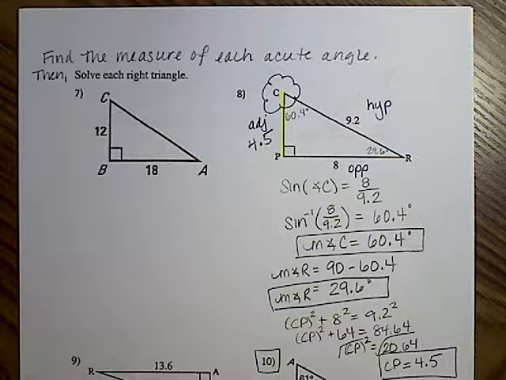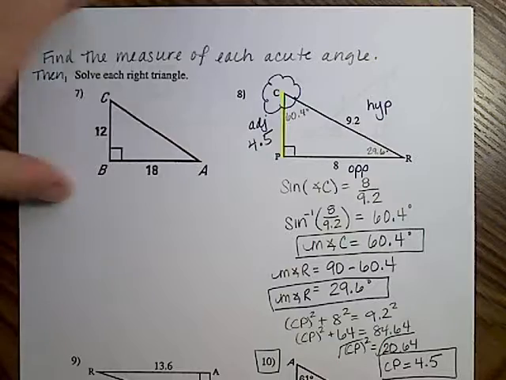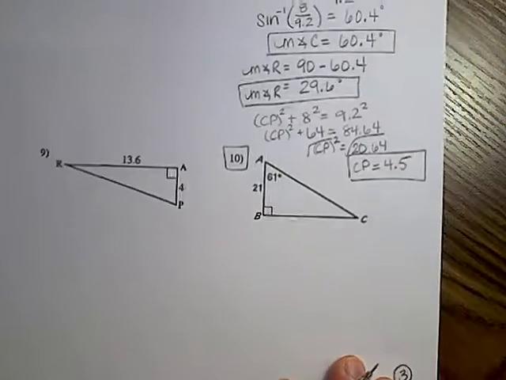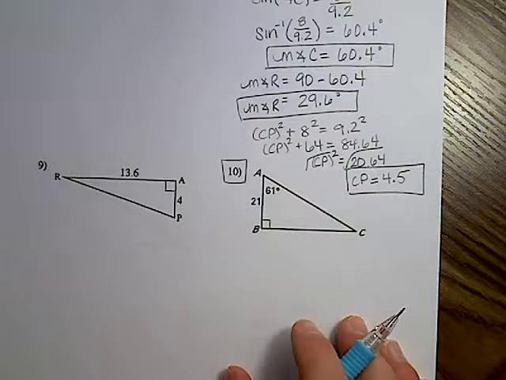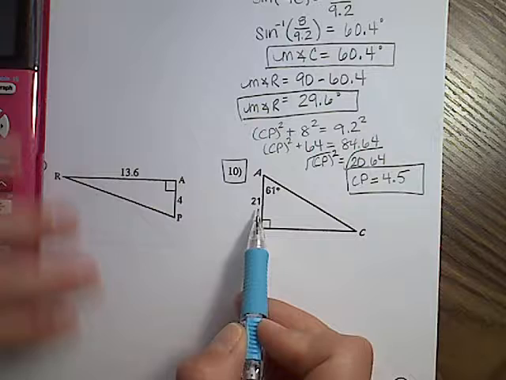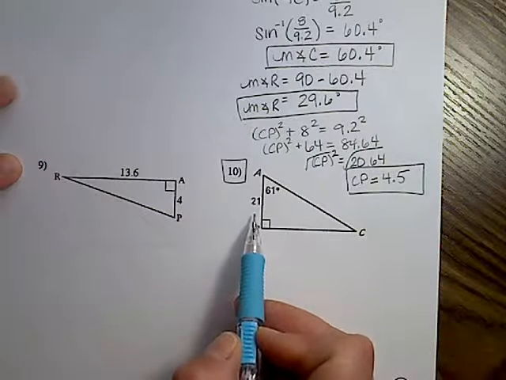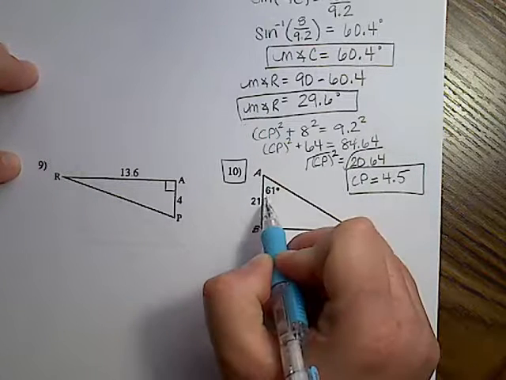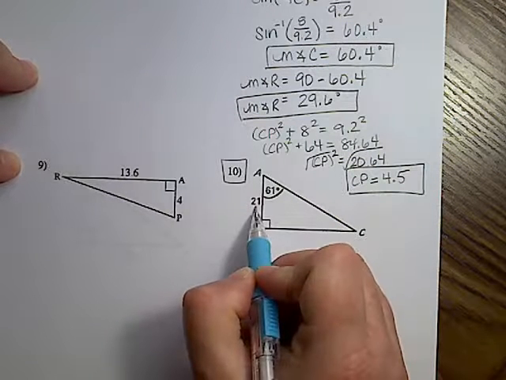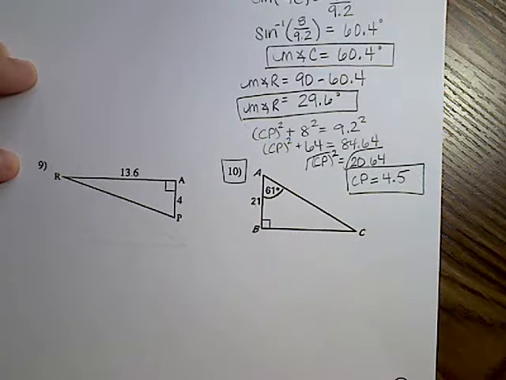Question 7 and question 9 are very similar to question 8, so you can use question 8 as a guide. And the last question I just want to draw your attention to is example number 10. Notice how example number 10 differs from example number 9. In example number 10, you are given the measure of one of the acute angles, and you only have the measure of one side length of the right triangle.